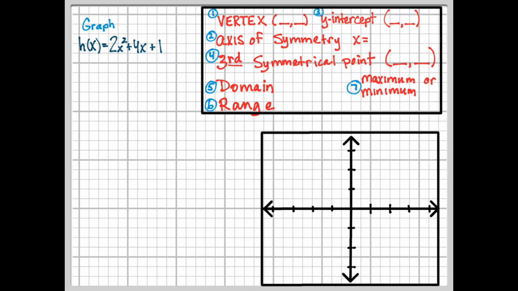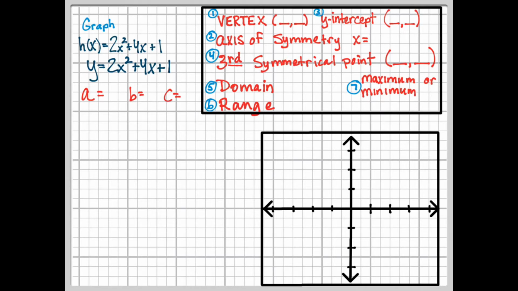The first thing I'm going to do is rewrite this problem so that it's not in function notation and it has an x and a y. Our equation becomes y equals 2x squared plus 4x plus 1. Now I want to make sure that we identify our a, our b, and our c value for this problem.